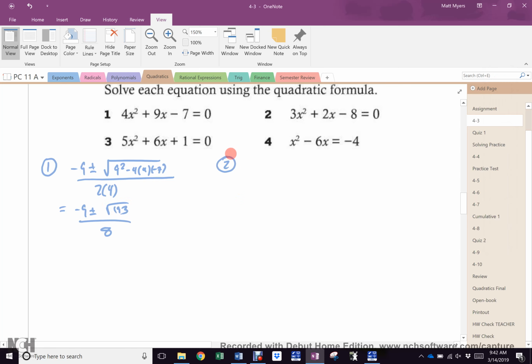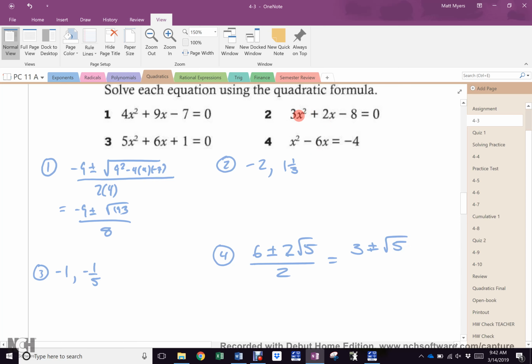For number 2, I actually have an answer. It's -2 and 4/3. Number 3 is -1 and -1/5. And number 4 is 6 plus or minus 2 root 5 over 2, which of course you would simplify to 3 plus or minus root 5. Do I need to go over any of them?